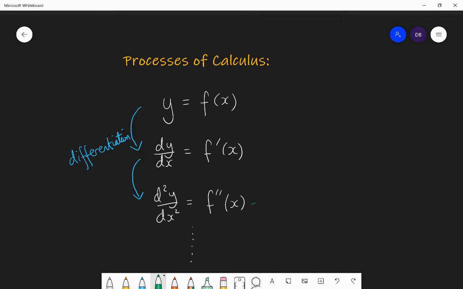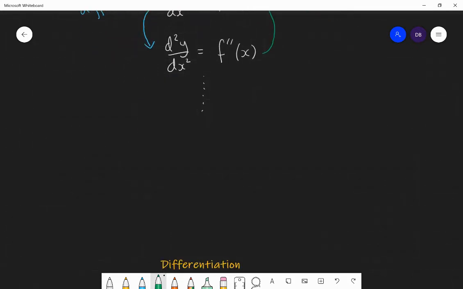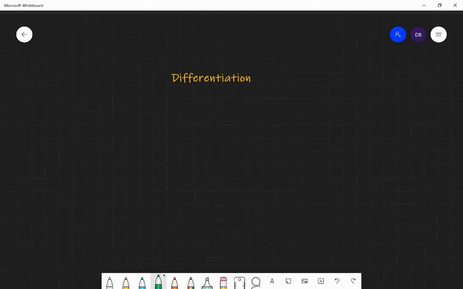Integration is the process of going the other way. Integration takes us from the gradient function back to the curve, from the second derivative back to the first derivative. So that is the process of integration. It is just the process that reverses differentiation. And it has some other very useful effects as well, which we will learn in a future lesson, to do with area and things like that. So let's see if we can find out how we can integrate now that we know how to differentiate.